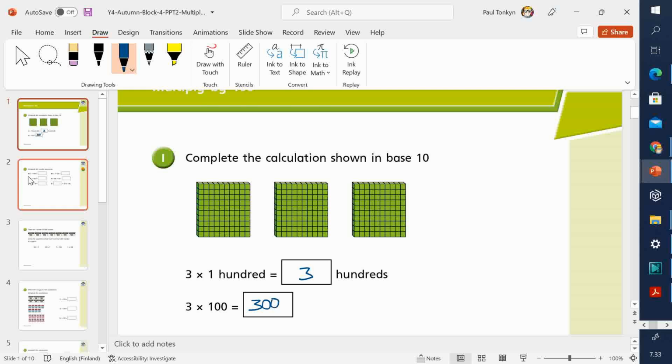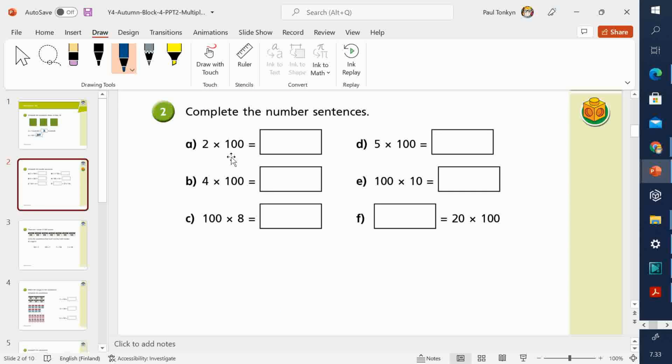Okay, and here we have a number. Complete the number sentences. Maybe you just have to put the answer, I think. What's 2 times 100? 200. 4 times 100? Right, good. I'll do the easy ones first. 5 times 100? Okay. 100 times 8? Good. 100 times 10? 1,000, yeah.